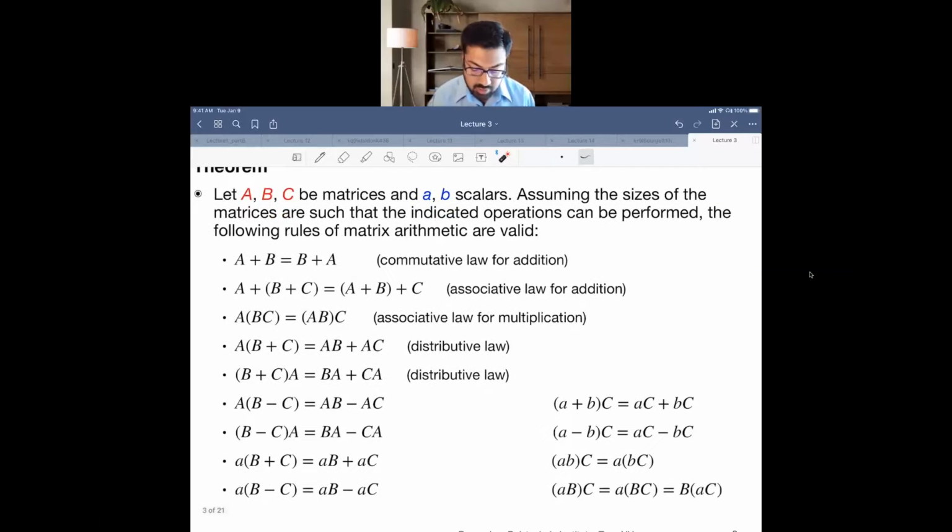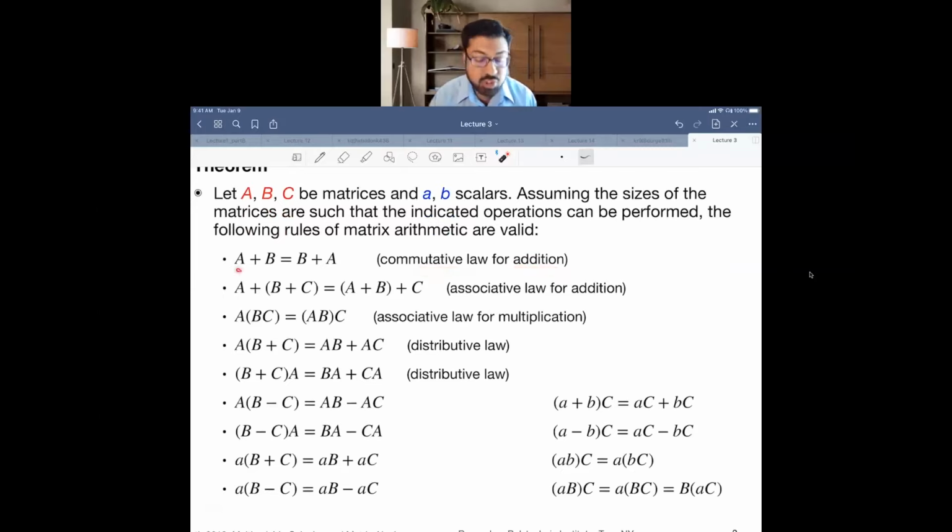What are some of the rules here? Matrix addition is commutative. So the order in which you add matrices doesn't matter. A plus B equals B plus A. Because essentially what you're doing is adding each element in each location. So that will be satisfied because addition is commutative. How about the associative law for addition? If you add B plus C first and then add matrix A, it is going to be the same as adding matrices A and B first and then adding C. And the proof of this would still be valid because of addition being commutative.